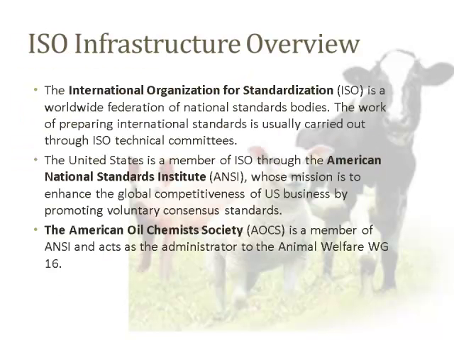So the values of ISO are described as being transparency, openness, consensus, one country equals one voice, and an organization that addresses the concerns of developing countries. So it's composed of, again, a network of these national standards institutes in 164 countries, with a central secretariat in Geneva. The American National Standards Institute, ANSI, represents the United States at ISO, and the American Oil Chemists Society is a member of ANSI here in the U.S., and through ANSI facilitates many of the working groups, such as the Working Group 16, which is on animal welfare.